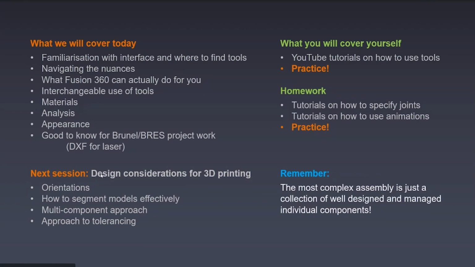So next session will be design considerations for 3D printing. Don't really need to worry too much about that, but it's orientations of components on the print bed, how to segment models effectively, right? You can just print the entire Statue of Liberty in one go, but you have different parts that are in different orientations, and maybe it's actually worth splitting it up into different subcomponents. And even if you're splitting up into different subcomponents, how do you do that effectively? You don't want a random seam line running through the face of the statue, for example. So where can you do that in such a way that you can hide it?